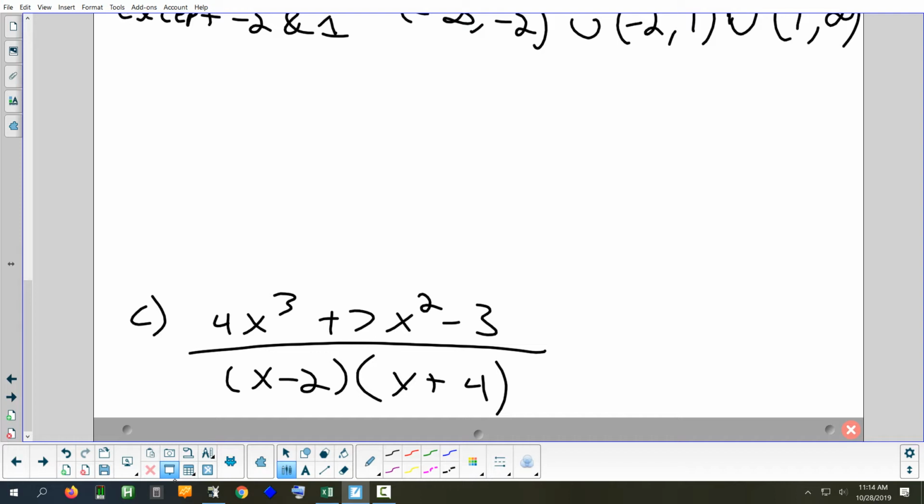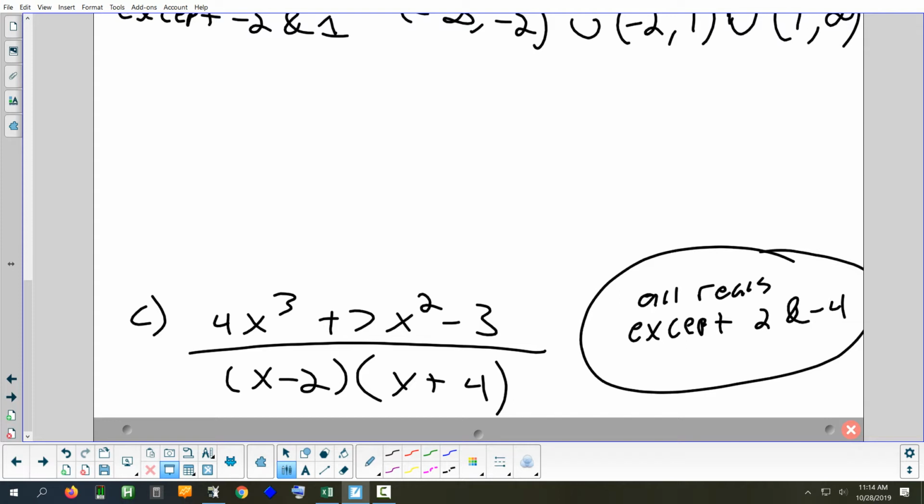Emily? Every number except 2 and -4. And what kind of numbers are we talking about, when you say every number? Sure. All reals except, can you just say them again? All real numbers except 2 and -4. Yep. So the domain is all reals except 2 and -4.